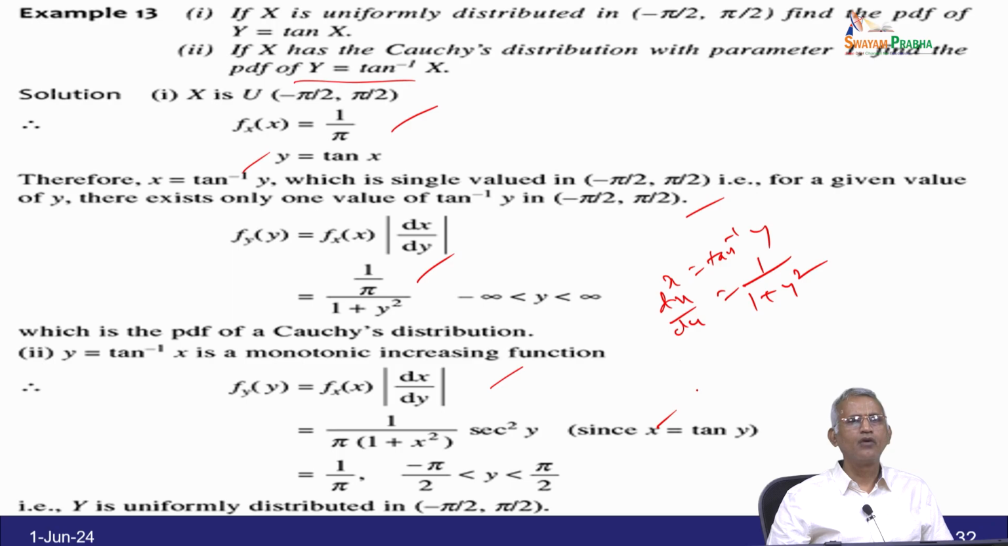Now, we have fX of x is 1 by pi, and dx by dy equals secant square y. Therefore, the value is equal to 1 by pi. As x equal to tan y, 1 plus tan square y is secant square y, and secant square y gets cancelled. Therefore, we have 1 by pi. Therefore, y is uniformly distributed in the interval minus pi by 2 to pi by 2.